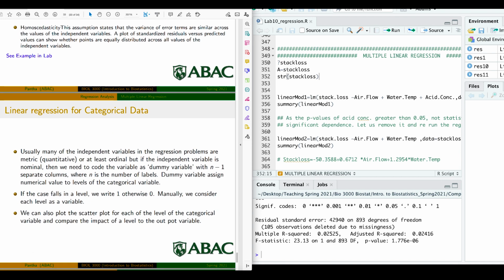So the next thing we will be discussing is how we do this. Do you remember that whenever we did the ANOVA or t-test, it was a parametric test, right?